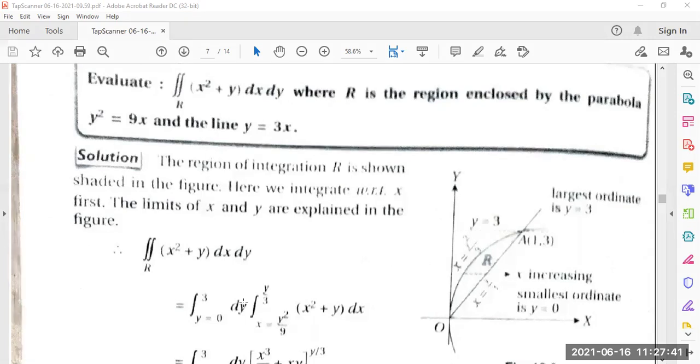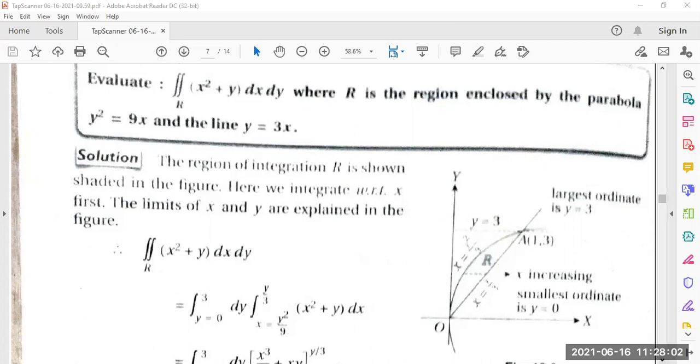So one variable into other variable. Here dy dx is given. At first a clear-cut relation is given, y equal to 3x, so from here we got the value of x. At first we are making this with respect to x. Here the limit for the first integral is within y, and for the last integral it is 0 to 3, which is given here.